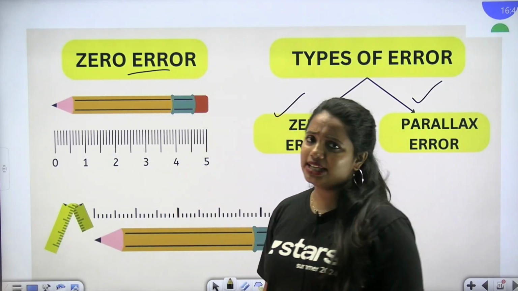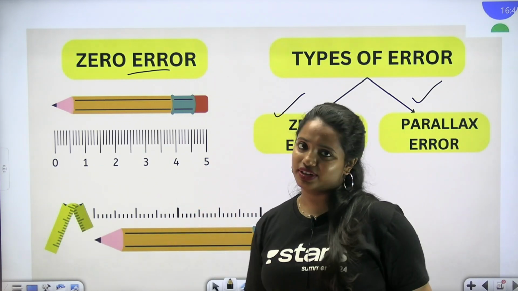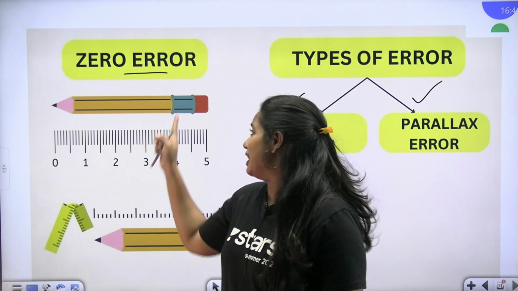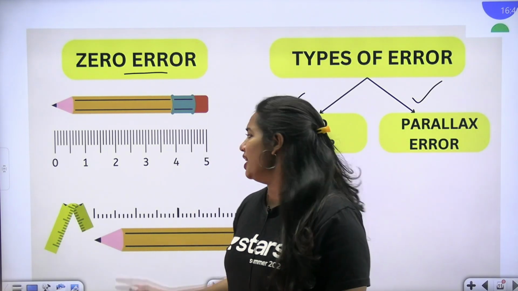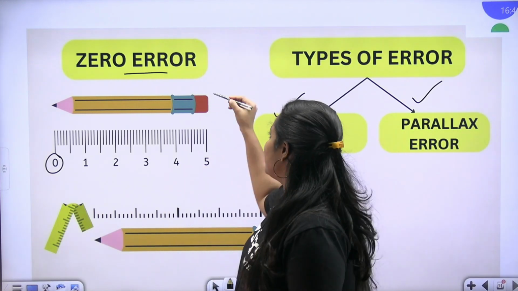Here you can see that zero error happens when there is a defect in the reference. Let me tell you how it is possible. You want to measure the length of the pencil. It's very easy: you have to start from 0 and you need to mark the end point.